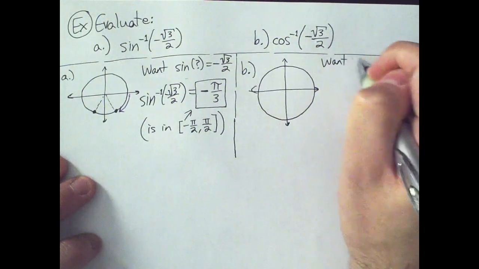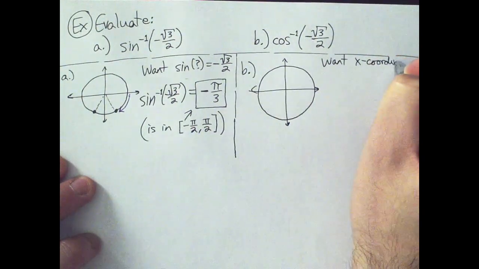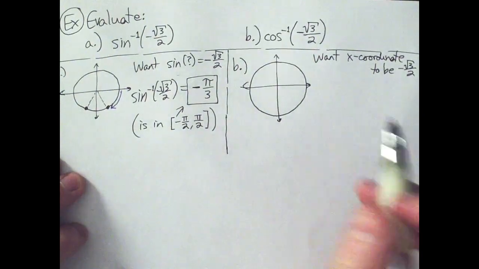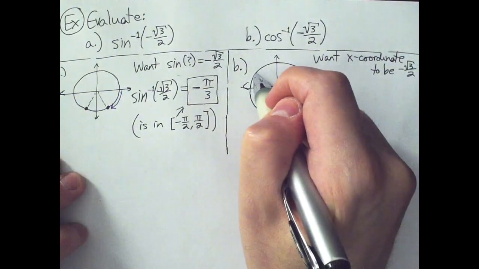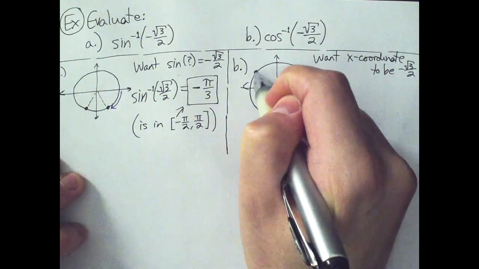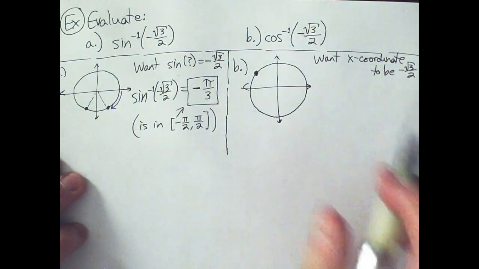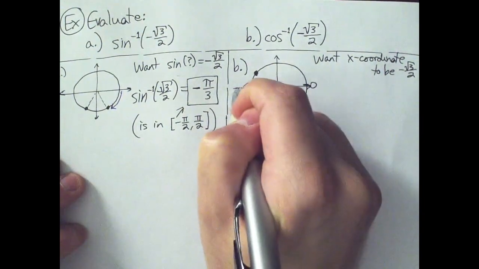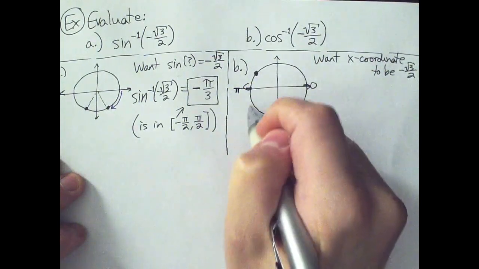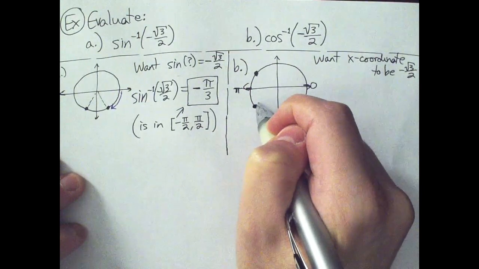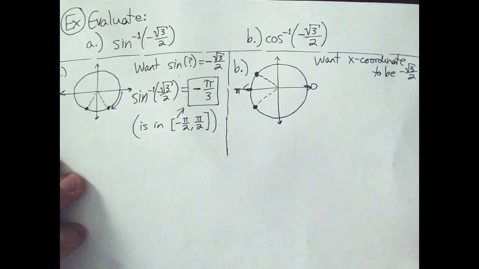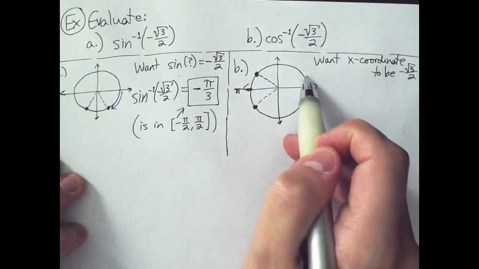We want the x-coordinate to be negative square root of 3 over 2, right? So that's different from having the y-coordinate. So I think we want to go here. Somewhere about here. Remember on the unit circle, here's 0 and here's pi. There's another place on the unit circle that looks like it's got potential, that maybe it has that same x-coordinate. But I need to be between 0 and pi.